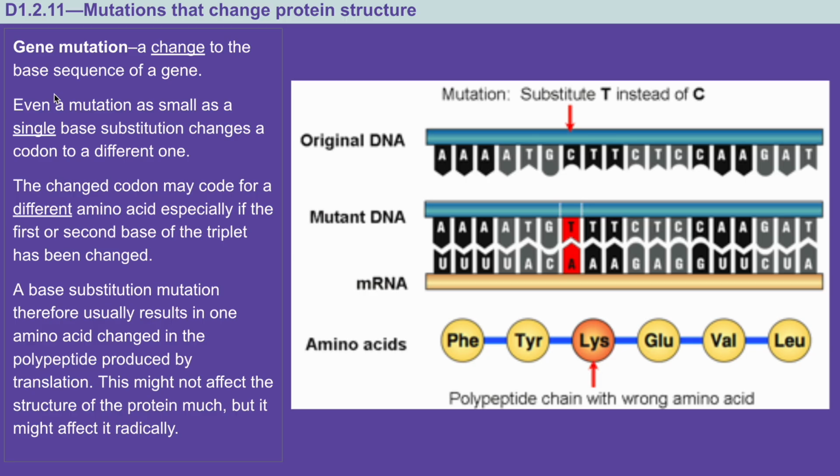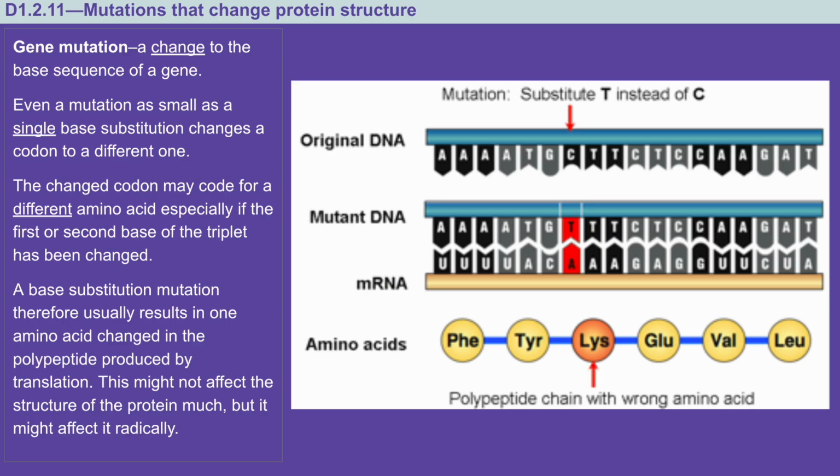Okay, let's introduce a gene mutation. Now, a gene mutation is just a change to the base sequence of a gene. This could be as small as a single base mutation. Here, there should have been a C, and in this mutation, there's a T instead. Now, sometimes this may code for a different amino acid, and sometimes it doesn't.